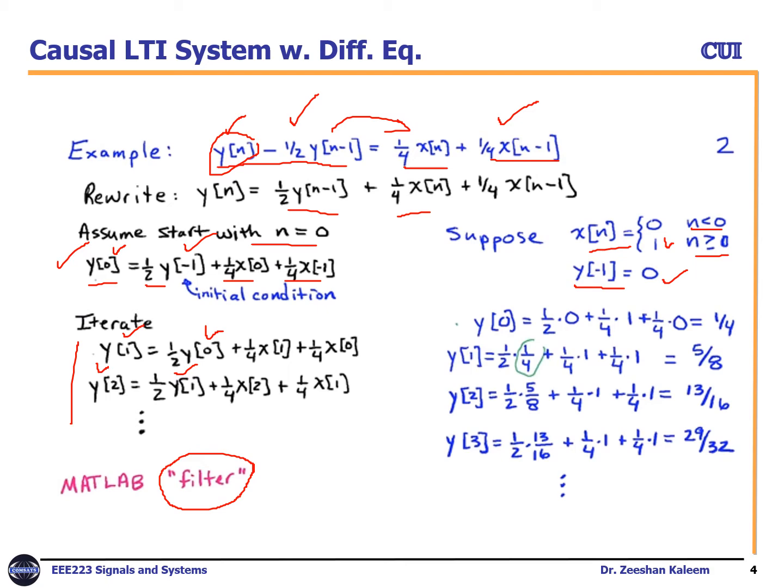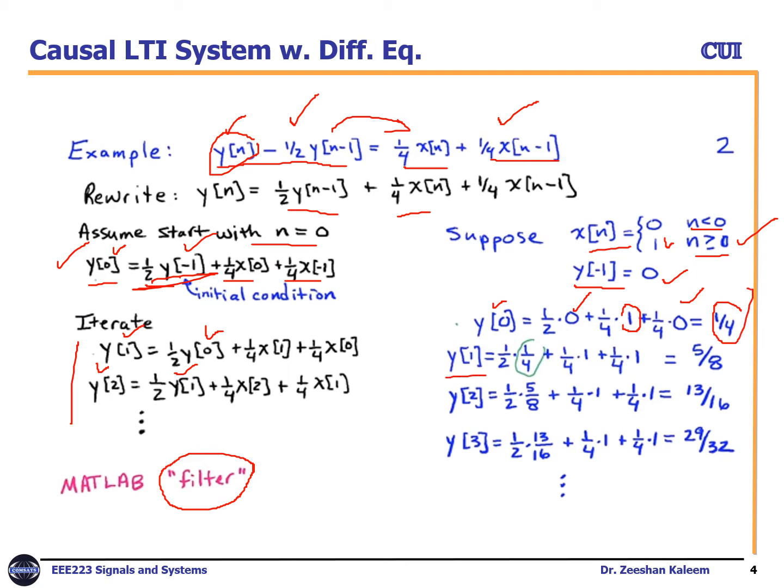So let's calculate y0. For y0 we have 1/2 y[-1], if you see this equation, y[-1] is 0, so put 0 here, and 1/4 x[0]. What is x[0]? At 0, x[n] is 1, so put 1 here, and for 1/4 x[-1], where x[-1] means for less than 0, which is 0, so put that here. So we get 1/4.